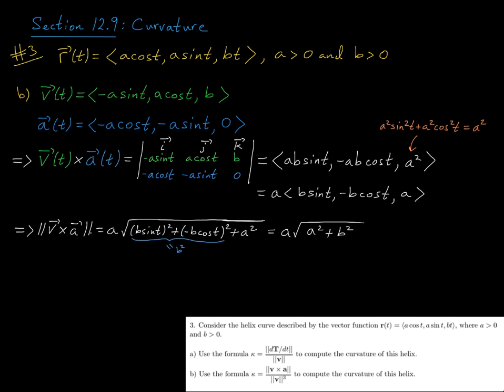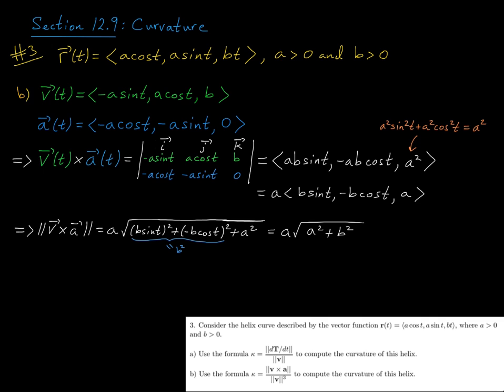So now the magnitude of v cross a, well, I'll leave this a out in front, and it'll multiply the square root of the sum of the squares of the components of this vector up here. And notice again, from the Pythagorean identity, we get a b squared here, and then a plus an a squared. So this turns out to be a times the square root of a squared plus b squared.